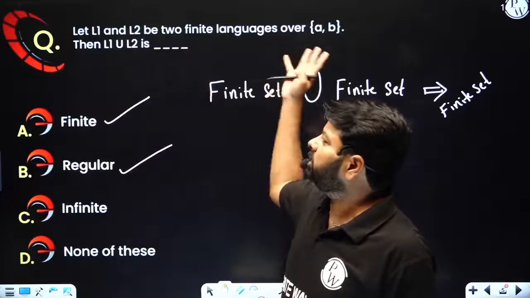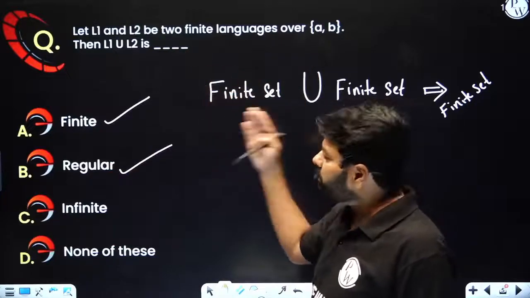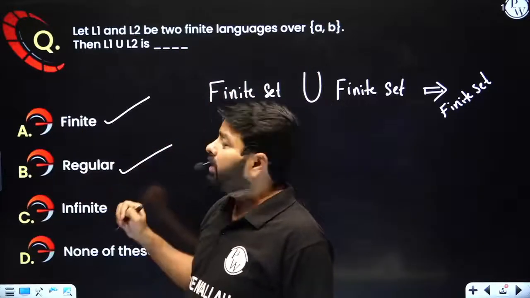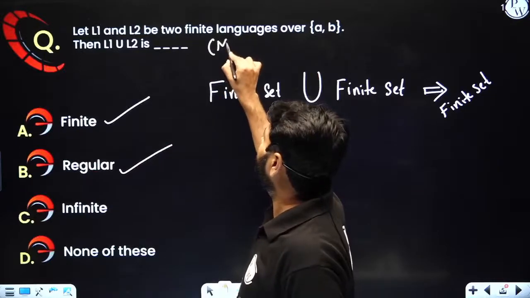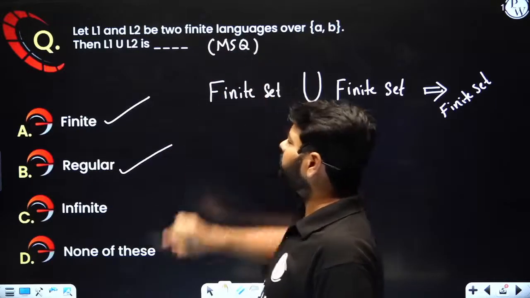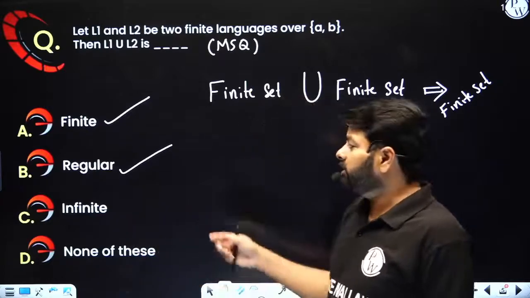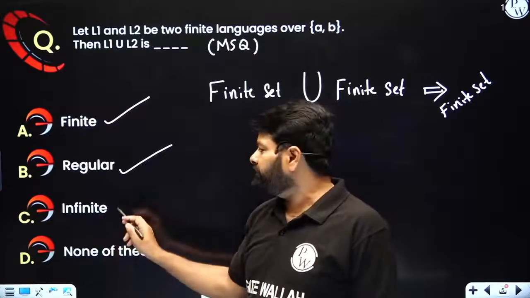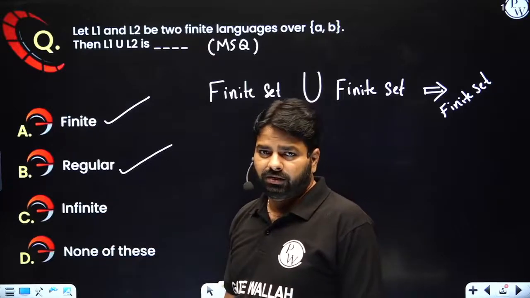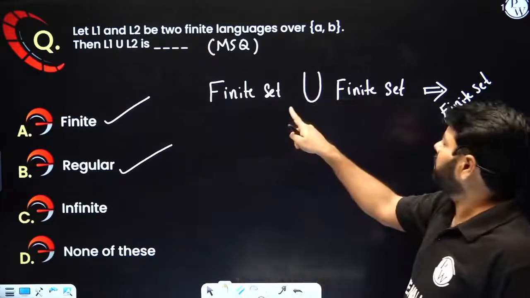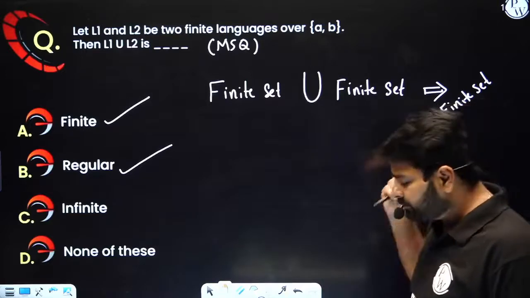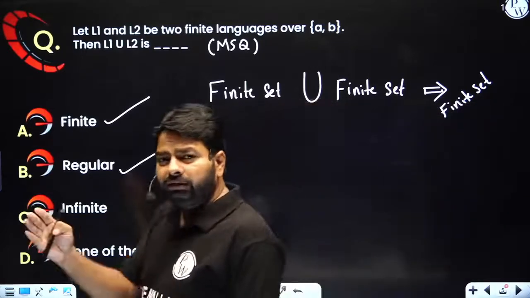Here I did not mention anything other than the statement, so you must answer A and B, and this question is definitely MSQ type. More than one option could be correct. It's impossible to be infinite, so definitely we will not choose infinite. I hope you are aware of this concept. Finite union finite is always finite.